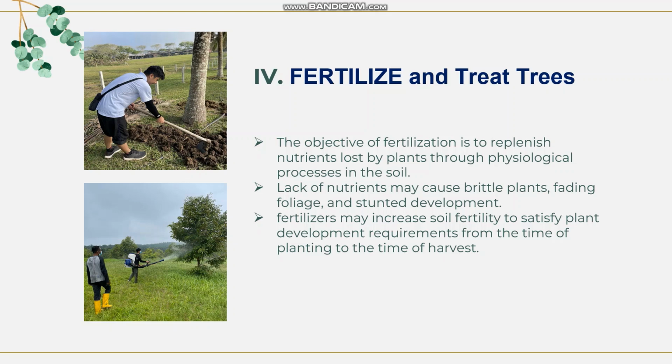Last but not least, fertilizing and treating trees. The objective of fertilizer is to replenish nutrients lost by plants through physiological processes in the soil. Lack of nutrients may cause deficiency, plant fading, foliage loss, and stunted development. Fertilizer may increase soil fertility to ensure plant development from the time of planting to the time of harvest.